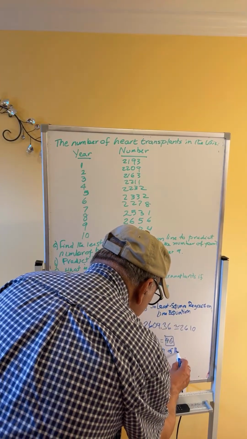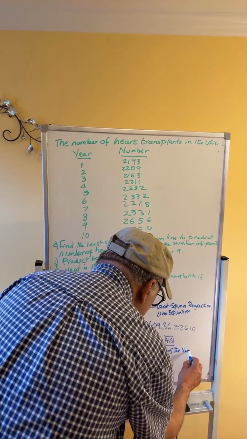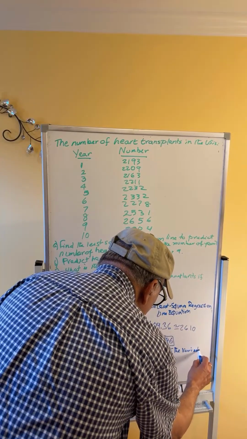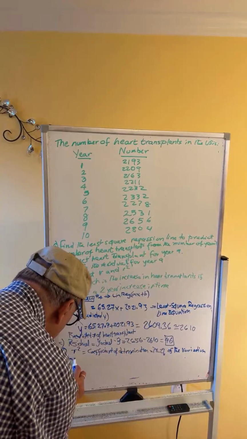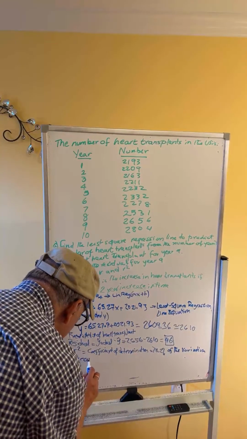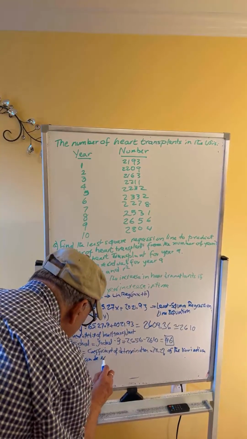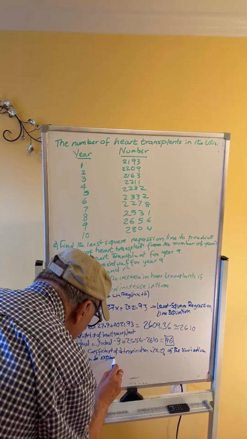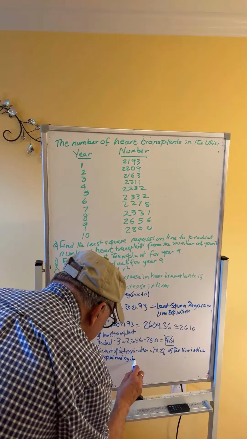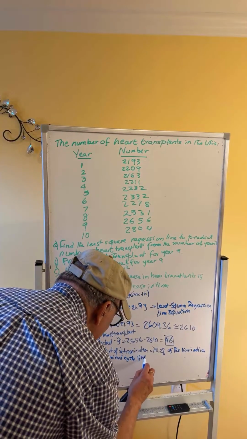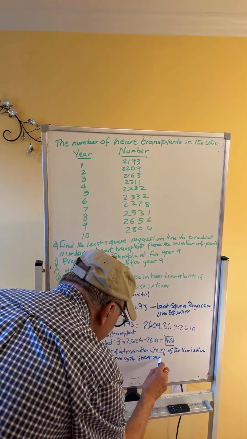78.2% of the variation in y can be explained by the linear regression equation.